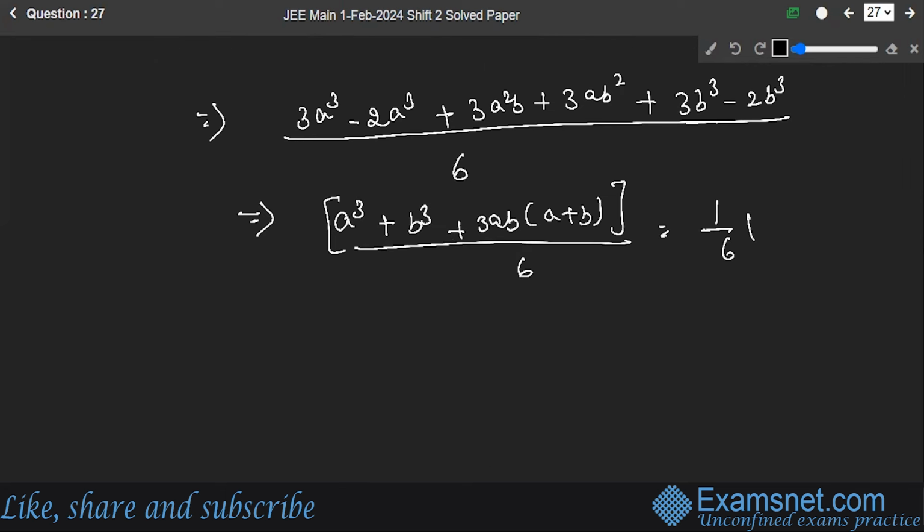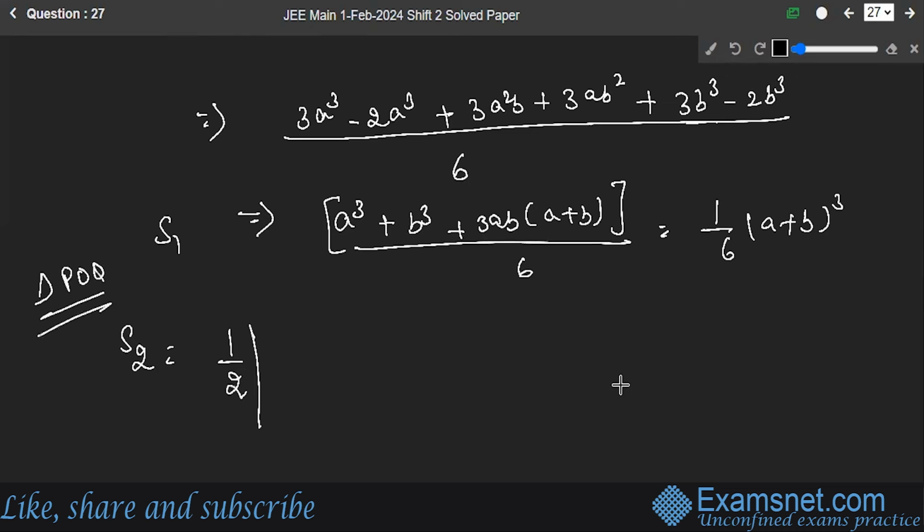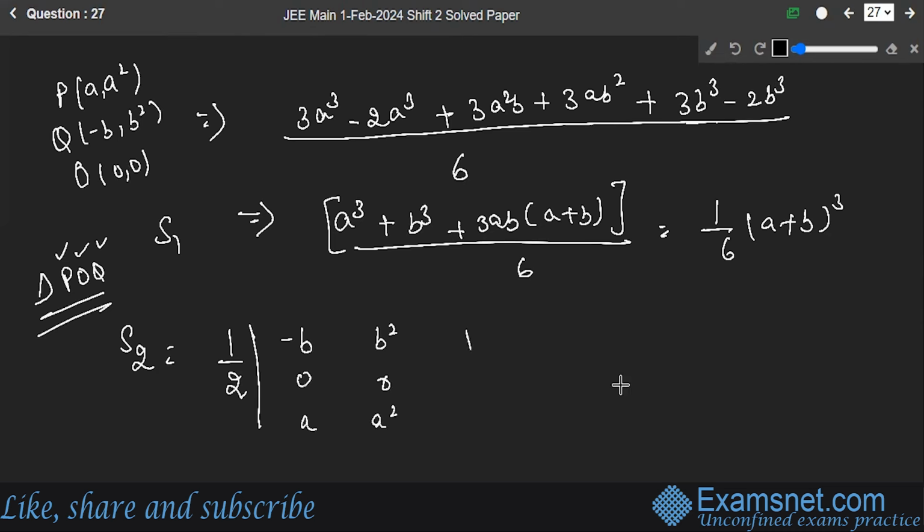which is nothing but 1 by 6 of (A plus B) whole cube. This is your area S1, and S2 was the area occupied by the triangle POQ. So this will be given by the coordinates of P, O and Q. I know all the three coordinates. P had the coordinates A, A square. Q had the coordinates minus B, B square. And O had the coordinates 0, 0. So this will be the determinant with rows minus B, B square, 1; 0, 0, 1; A, A square, 1.